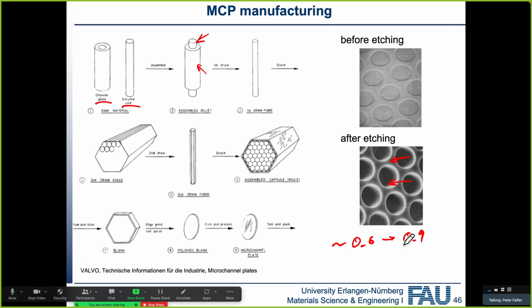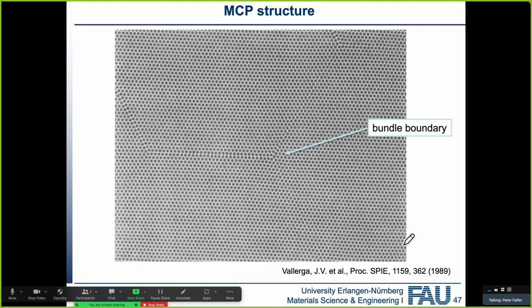0.6 to 0.9, roughly. This is what the microchannel plate looks like. And what you can see is also that we have some bundle boundaries here. And you will also see them show up in your atom probe data because the detection efficiency varies a little bit at those bundle boundaries. So they can show up in the atom probe data if you look with very, very good statistics.